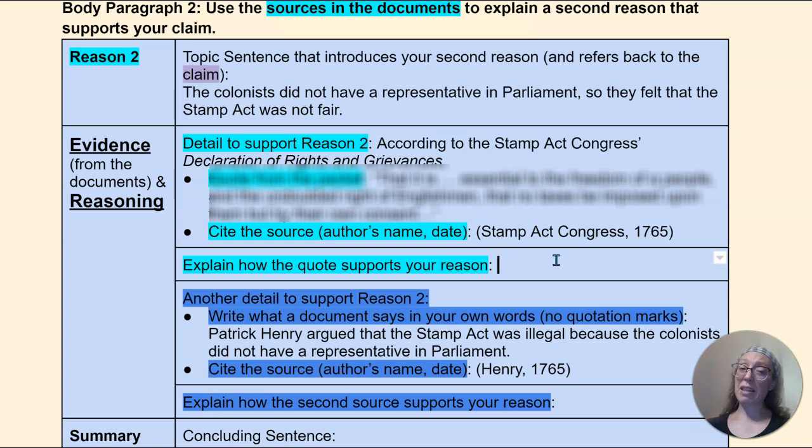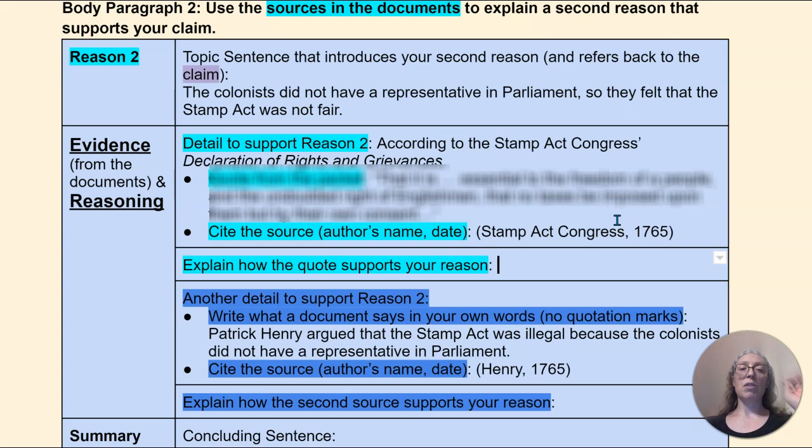So you need to connect it back to the thesis. You're going to need to say something about it being justified or not. You're going to need to use some key words from the quote. The key word from my quote is taxes. And there's something there about representative, or, you got to have consent. So one of those things, I should have those in my reasoning.